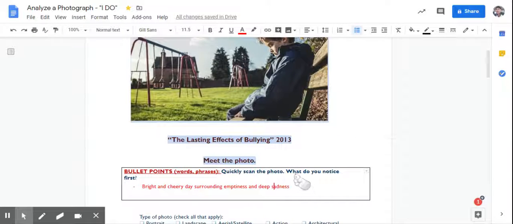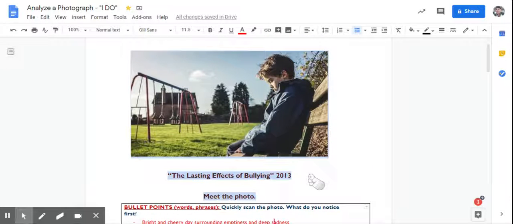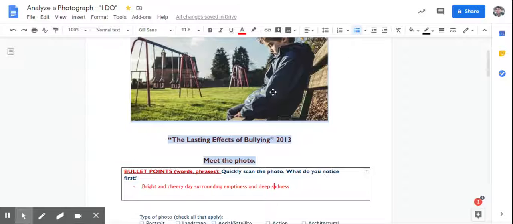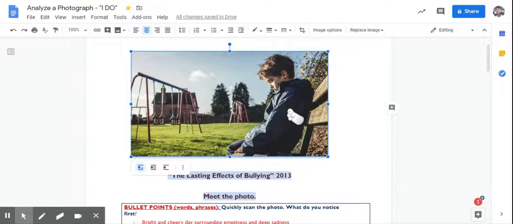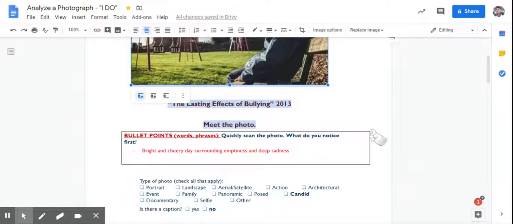So what do you notice first? In other words, what jumps out at you? What just screams for your attention? And that's what I did. I saw a bright and cheery day, but that cheery day is surrounding emptiness and deep sadness, and I see it coming from this subject right here. All right, so that's meeting the photograph.